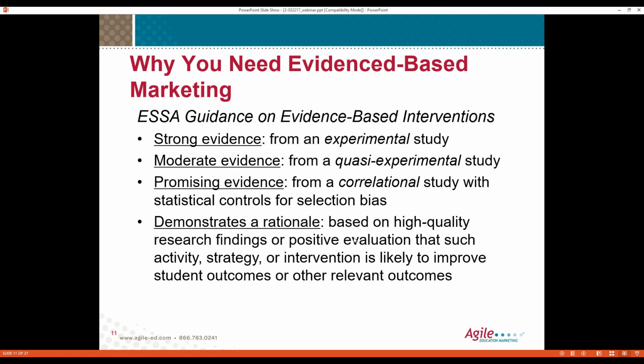Promising evidence is correlational research, and that typically involves one group. A typical correlational research might be established by comparing before you use the product to after you use the product and finding that there was some big statistical gain.